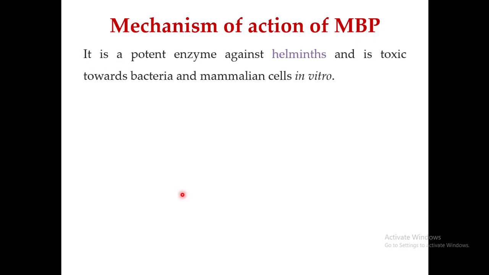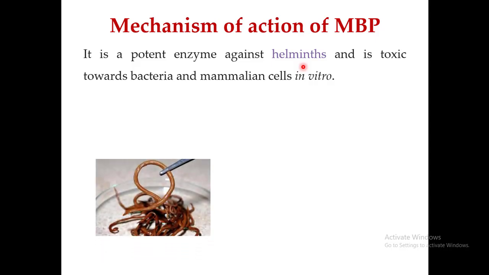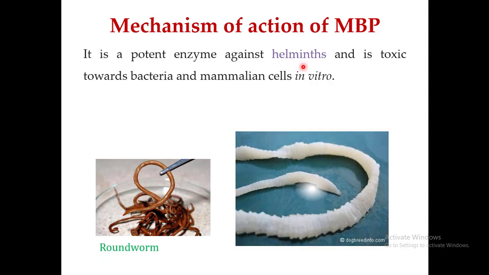Let us have a discussion on the mechanism of action of the MBPs, how they work. If you talk about their mechanism of action, this MBP is a very potent toxin against the helminths, and it is toxic towards bacteria and mammalian cells in vitro. One important example from the helminths is the roundworm. Another important example would be the tapeworm. And these helminths are responsible for parasitic infections in mammals, including human beings.